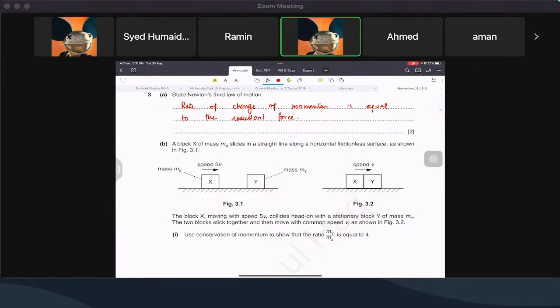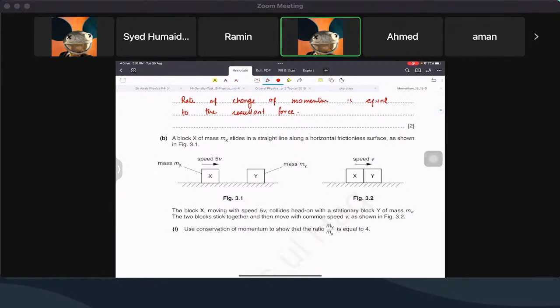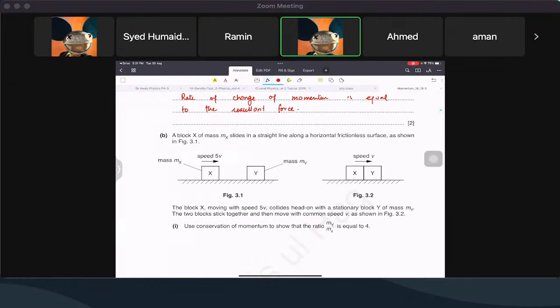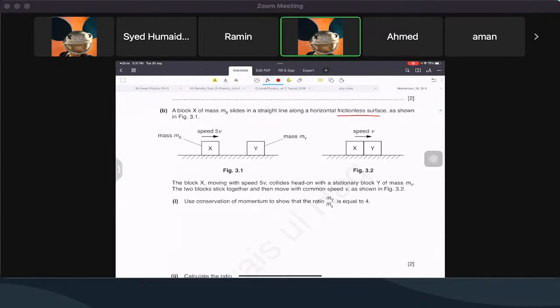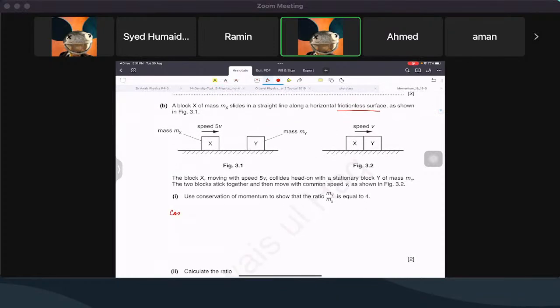And now they have given you a question. They say that there is mass mx, mass my. One is stationary, one is not. It's a frictionless surface, and afterwards they stick together. So this is the case 2 that we have already done. If you don't remember it, you can go through the notes, also the recording, please.